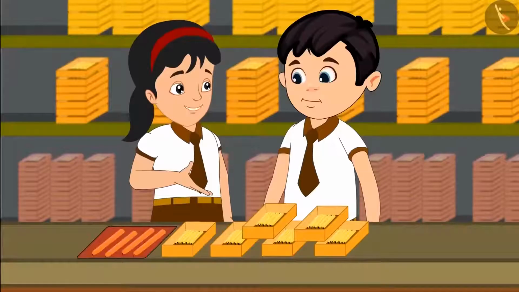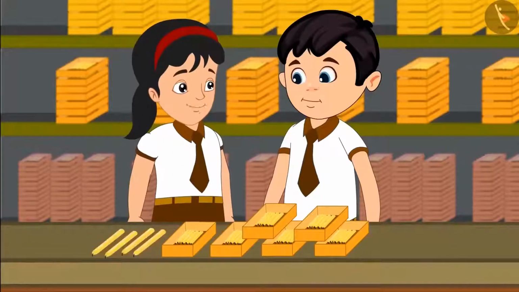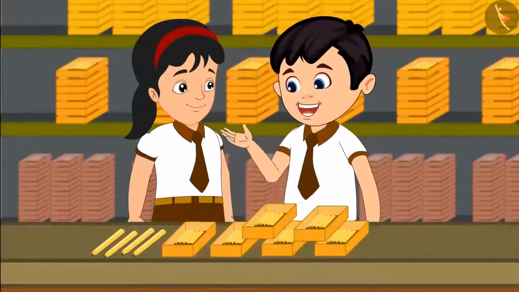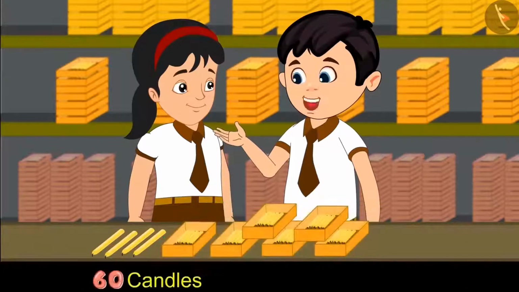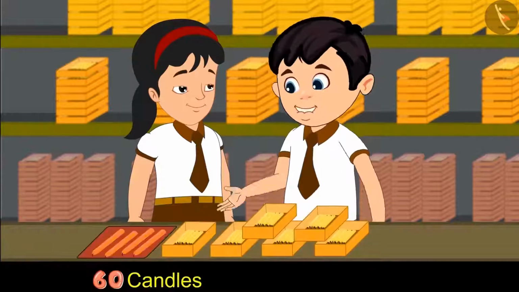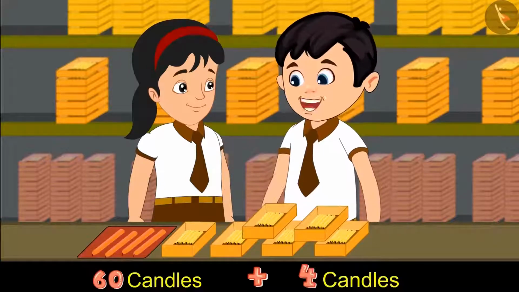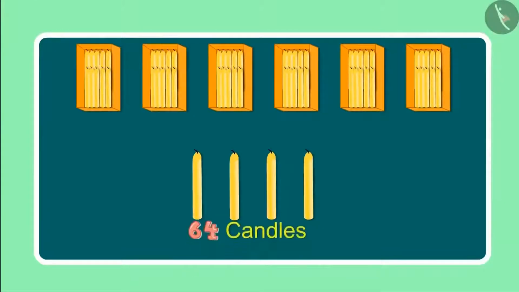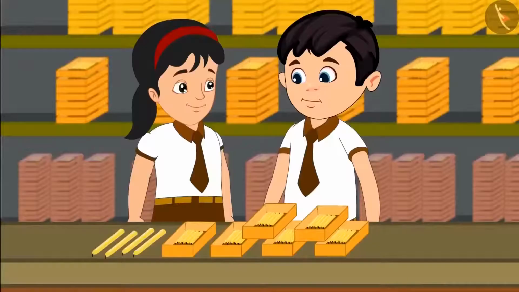Chotu, look, there are 4 more candles. Please count these as well. We have 6 boxes of candles here, which means 60 candles. And 4 more along with these comes to 61, 62, 63 and 64. These are 64 in total.